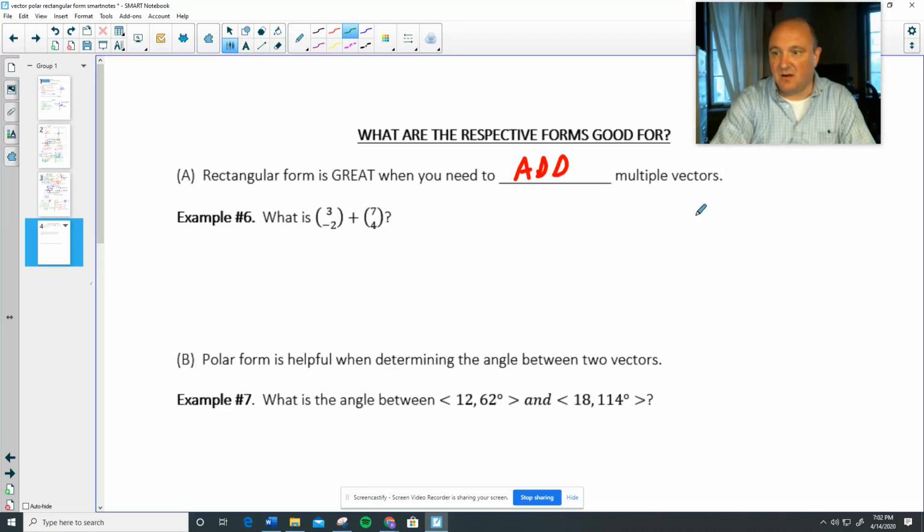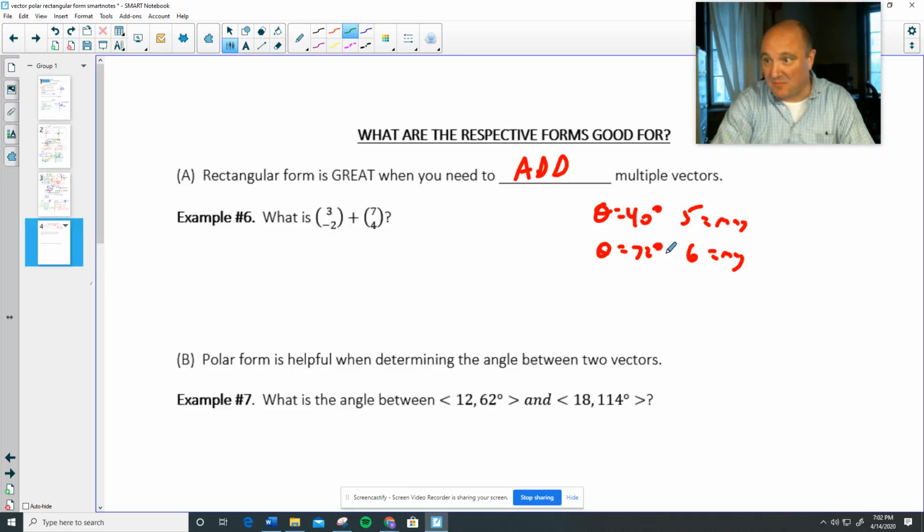If I'm told, all right, I've got a vector that's 40 degrees and a magnitude of 5, and I've got another vector that's got a magnitude of 6, but it's going at an angle of 72 degrees. This is a nightmare to try to add if I'm not going to convert it to rectangular form first. But if I've got something like this, how do I add these together?